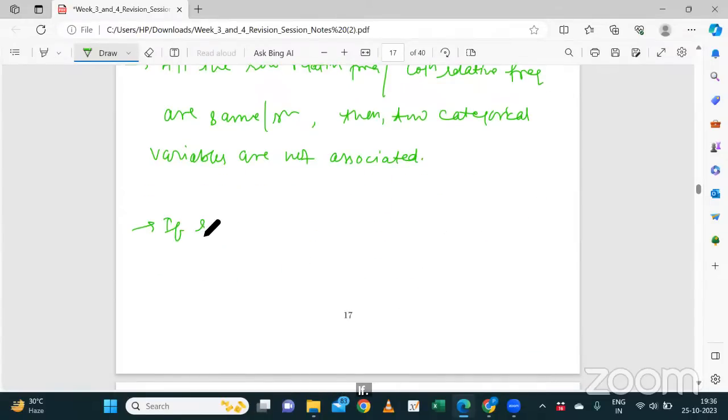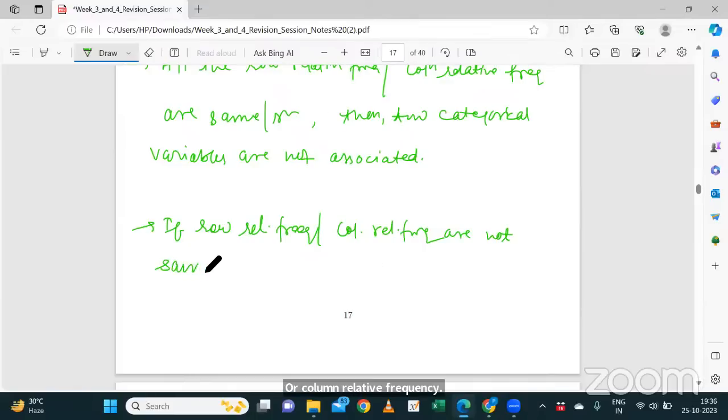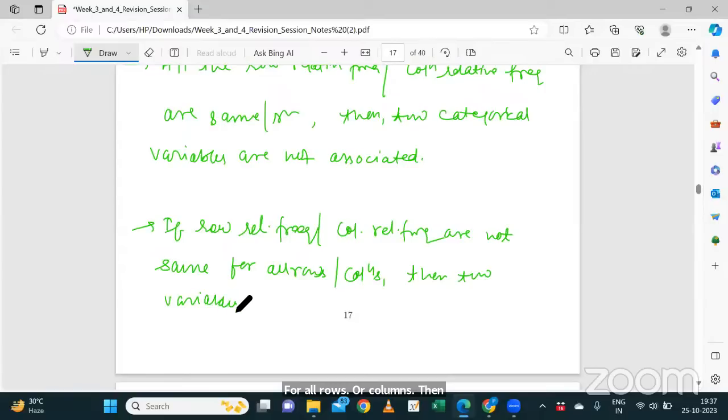If row relative frequencies, or column relative frequencies, are not the same for all rows or columns, then the two variables are associated.